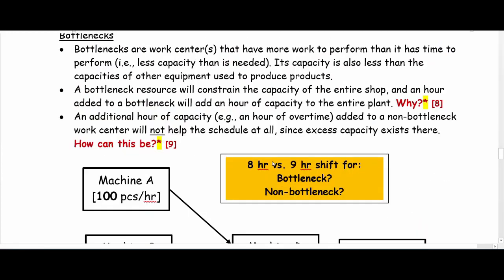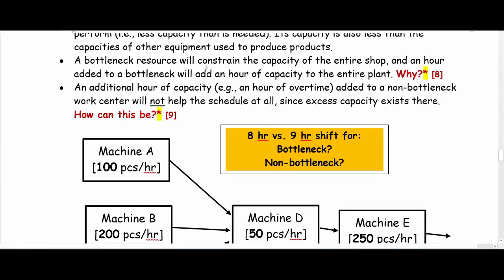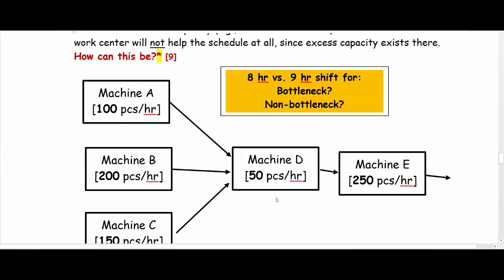So it says here, a bottleneck resource will constrain the capacity of the entire shop, and an hour added to a bottleneck will add an hour of capacity to the entire plant. Because if I can add an extra hour of work here, let's say I work an extra hour of overtime, I just had 50 more pieces that I was sending out the door that day. Whereas if I work an hour overtime on this one, I get no additional benefit. All that happens is I have more stuff sitting waiting for this machine to process.